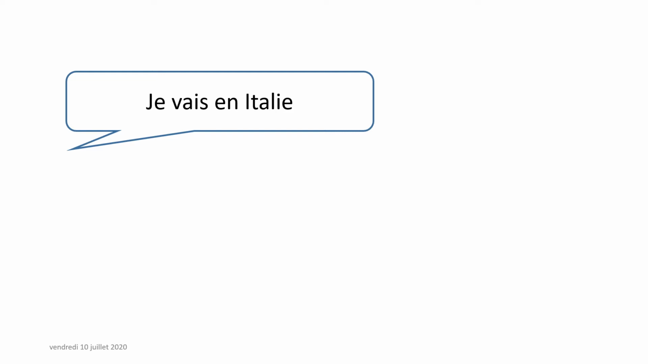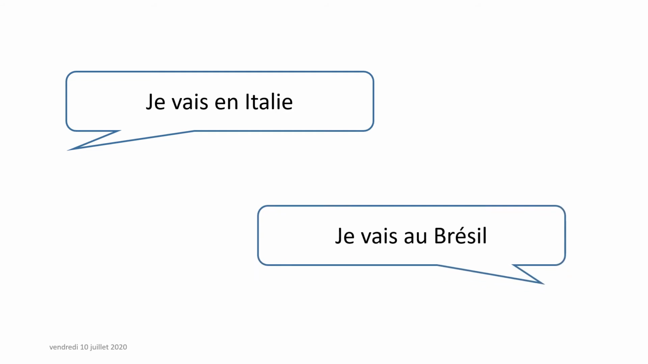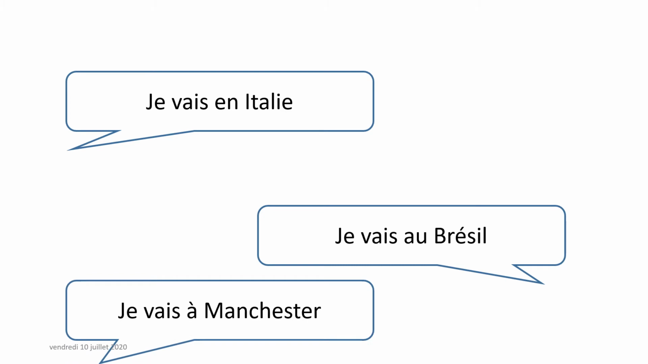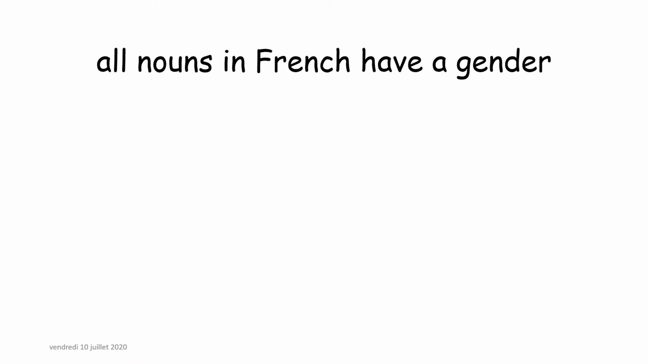Where are you going on holiday? I'm going to Italy. Je vais au Brésil. Je vais à Manchester. En for feminine countries. Au for masculine countries. But à for a particular town.